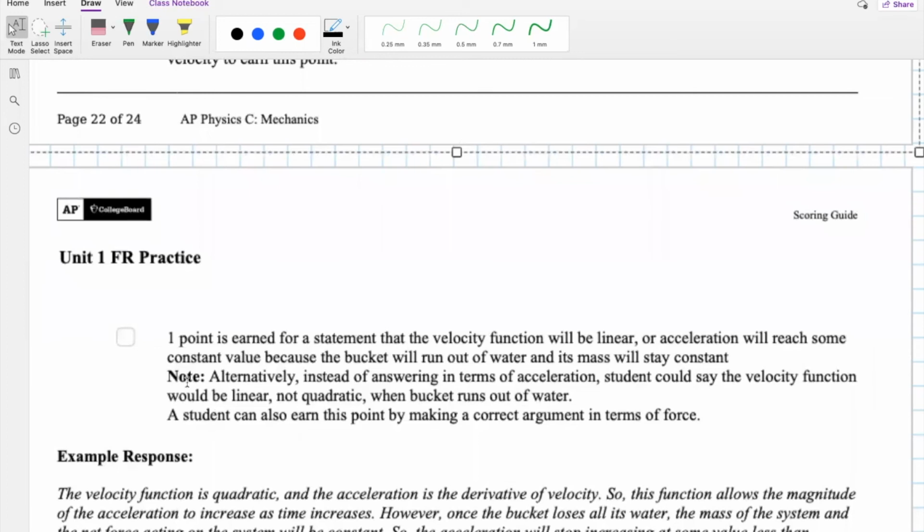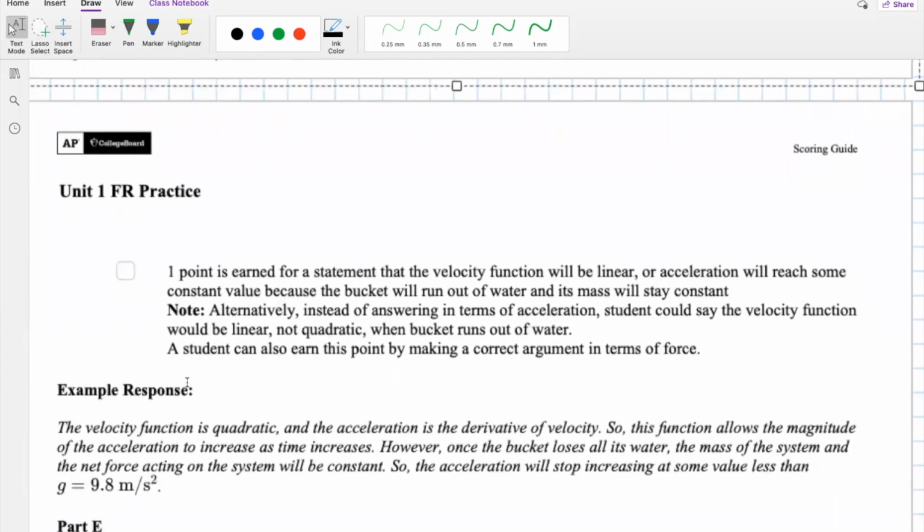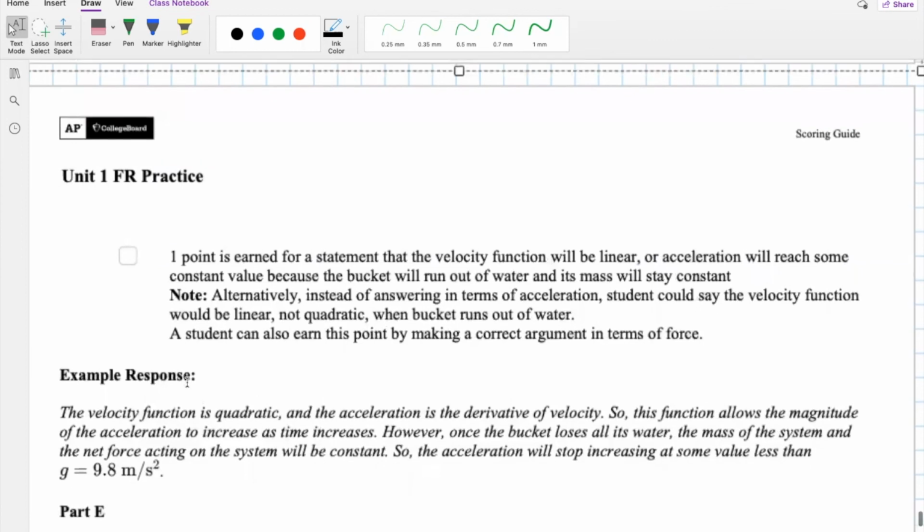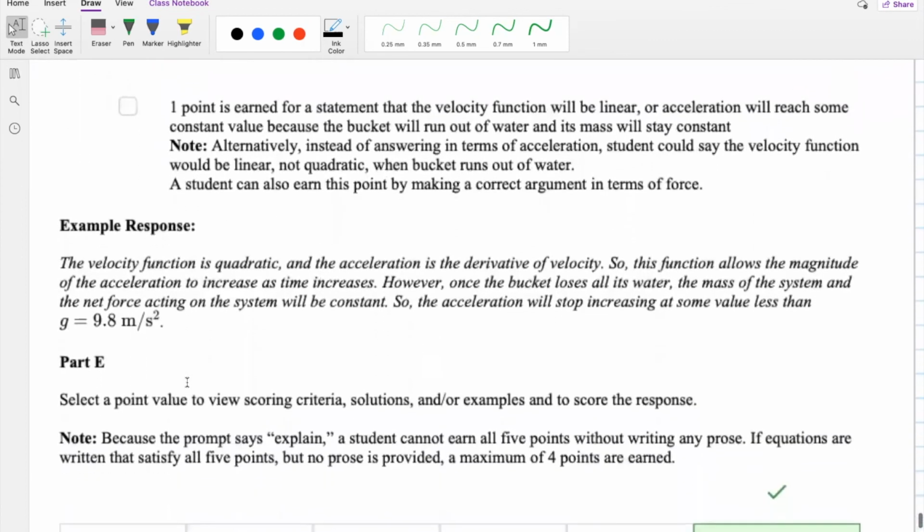Okay. And here is their example response. The velocity function is quadratic and the acceleration is the derivative of velocity. So this function allows the magnitude of the acceleration to increase as time increases. However, once the bucket loses all its water, the mass of the system and the net force acting on the system will be constant. So the acceleration will stop increasing at some value less than g equals 9.8 meters per second squared.